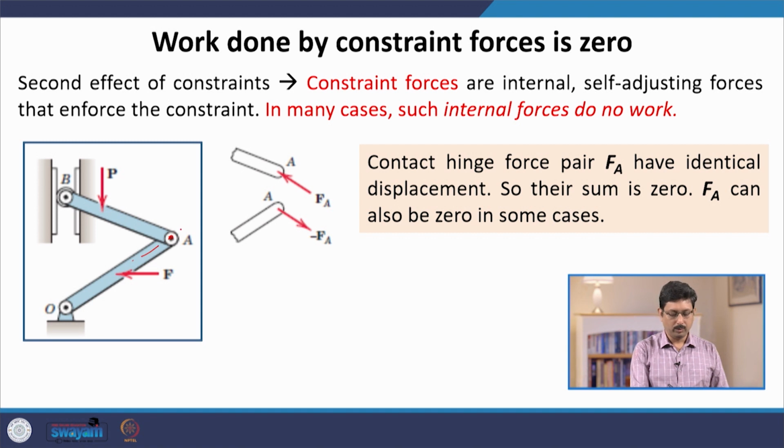If the point A moves, it is the same displacement for both cases, and by Newton's third law these are an action-reaction pair. So, they are equal and opposite. That means the work done by one force must be equal and opposite to the work done by the other, because the displacements are the same. So, their total sum is again 0. In fact, this force Fa itself can be 0 in some situations.